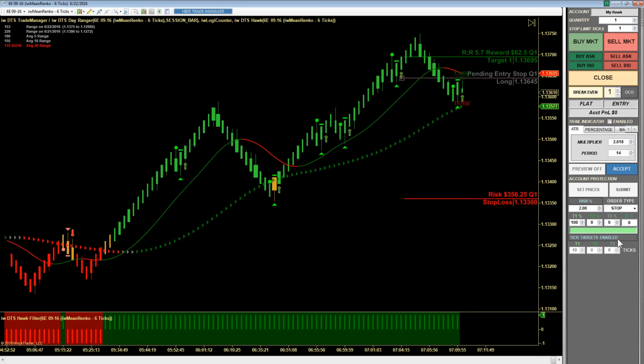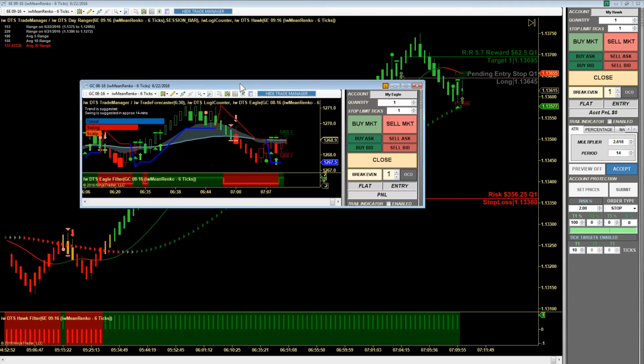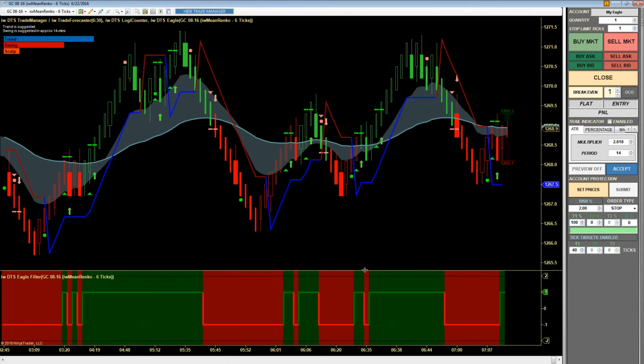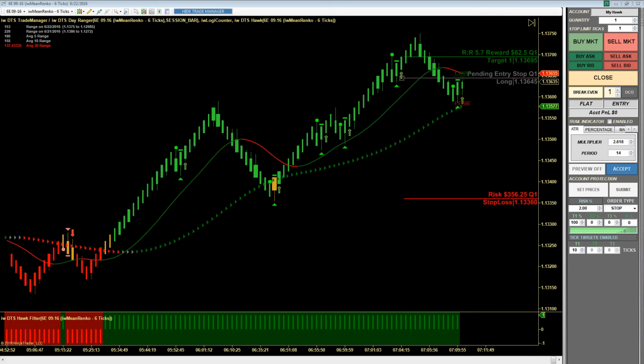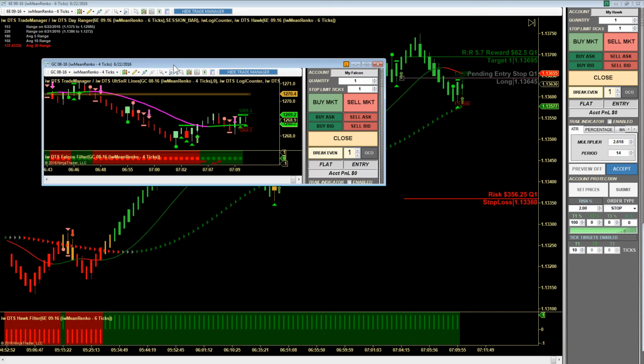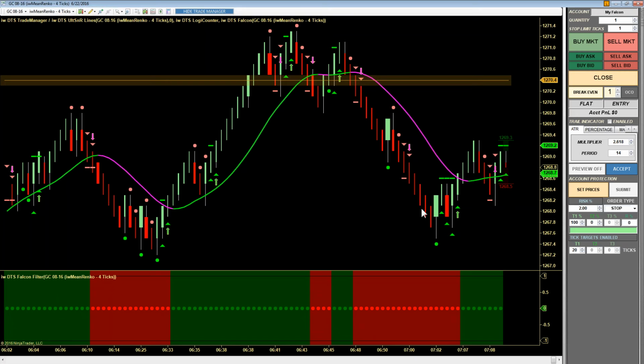Paul is asking, how would you trade gold on the Eagle at the moment? All right, well, we're waiting for that to fill. Here's gold on the Eagle. I don't think I would do anything with gold on the Eagle at the moment because we don't really have a trend here. It is looking maybe a little bit more promising on the Falcon swing trader, where we're getting a possible trend change signal.